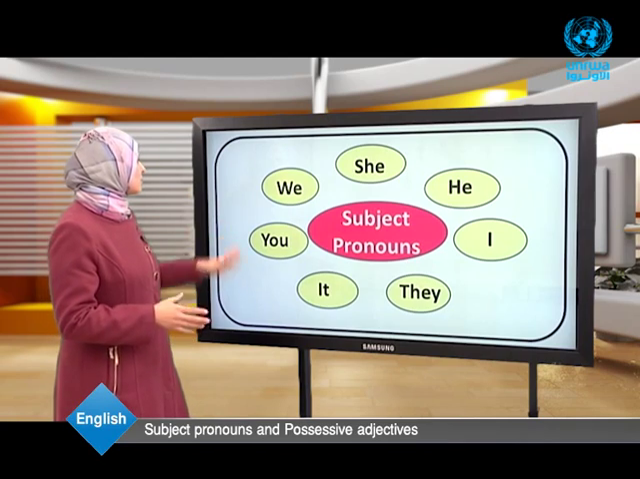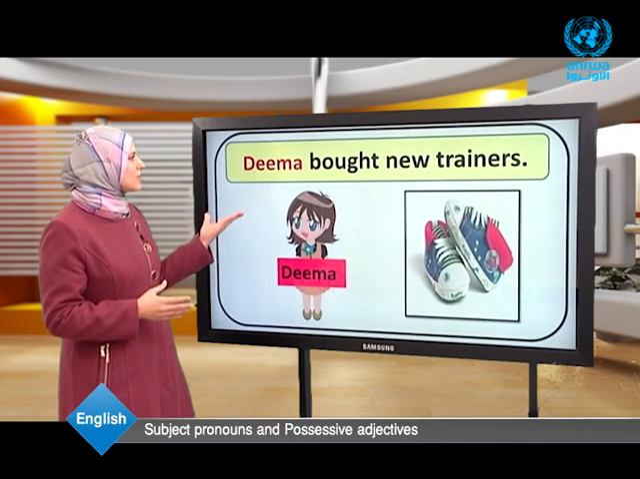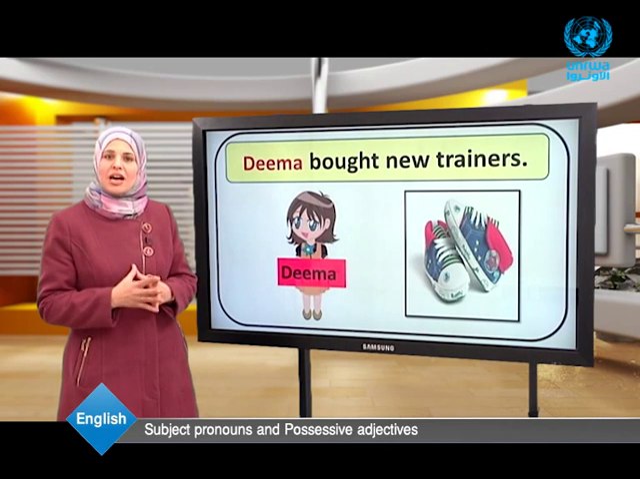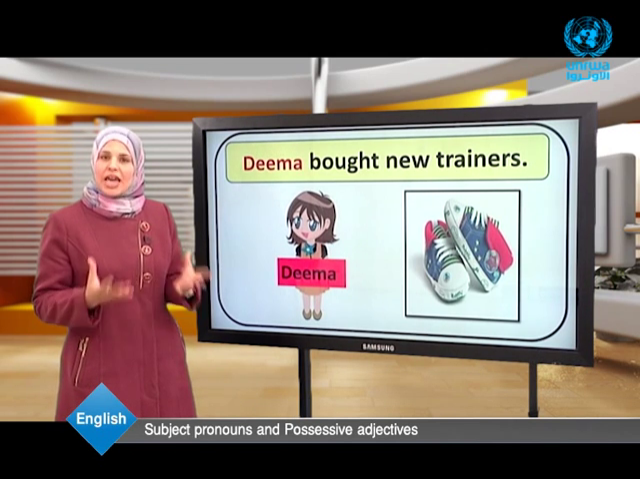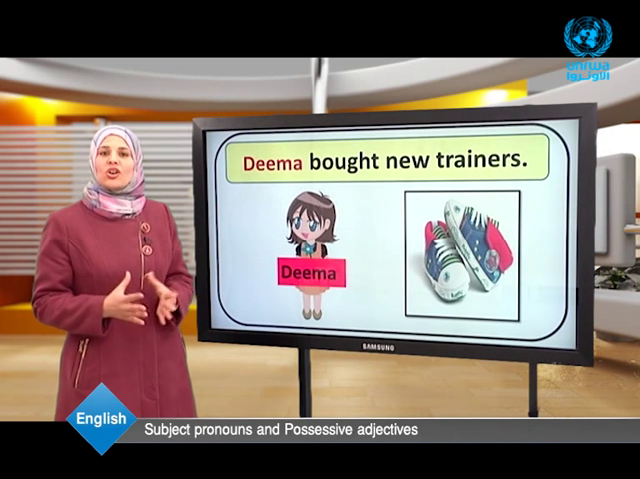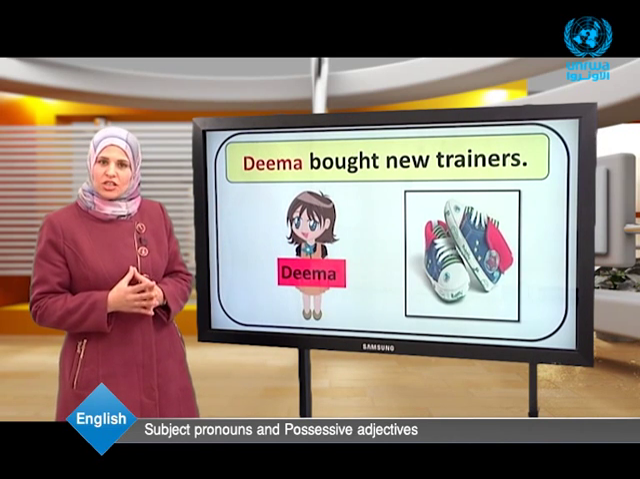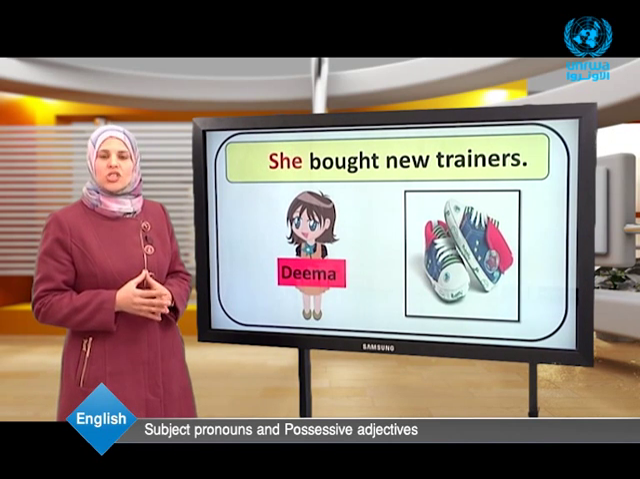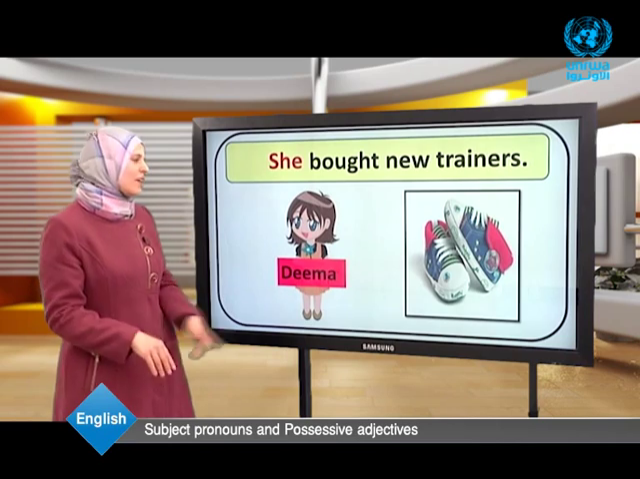Let's have some examples. Look. Dima bought new trainers. Dima is the doer of the action. The action which is buying new trainers is made by Dima. So, Dima is the doer of the action. Or we can say, she bought new trainers.